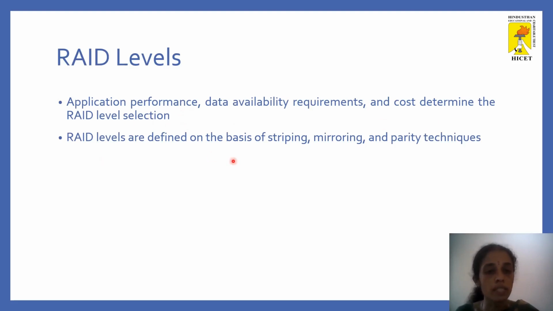So RAID levels are defined based on striping, mirroring, and parity techniques. Striping is dividing the data, either blocks or bytes, and storing it in different disks. Mirroring is an exact replica. And in parity, you are using a parity technique so that you can find out errors. So that is RAID levels.